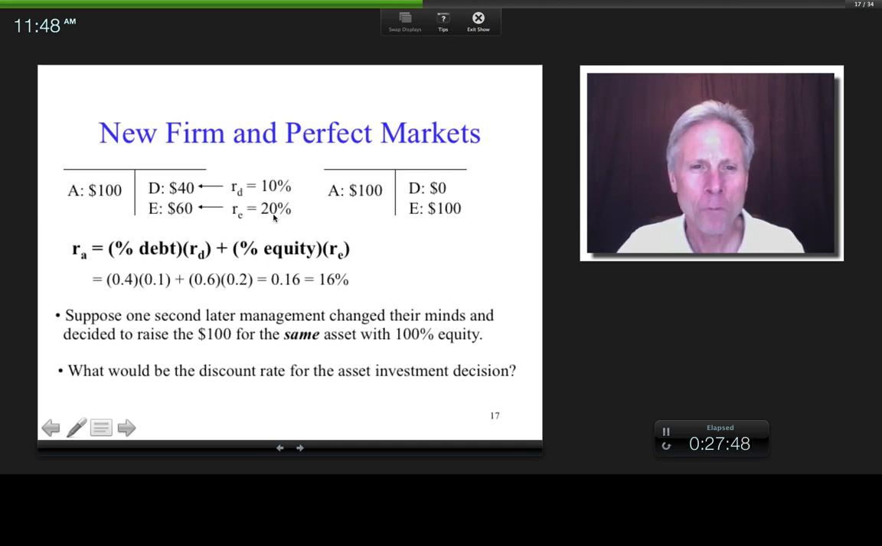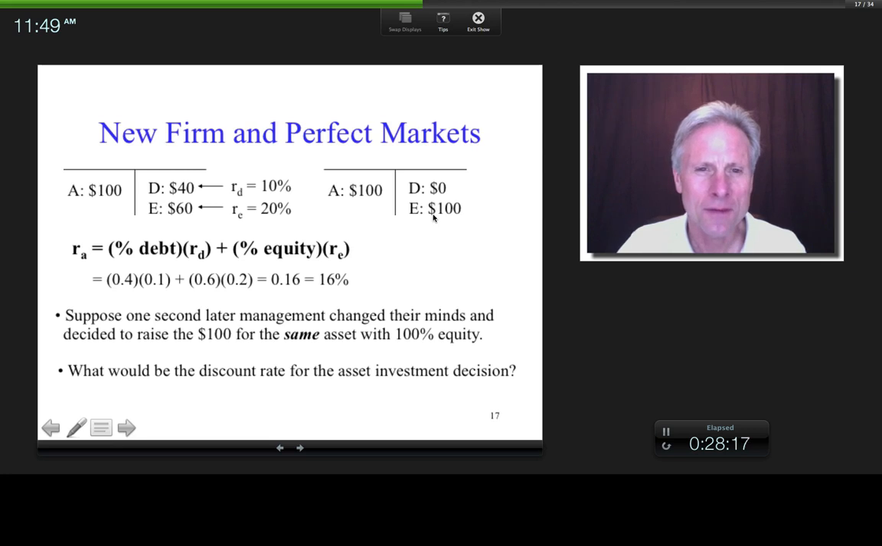Well, if 1 second before, the discount rate that reflected the riskiness inherent in this asset investment was 16%, and if we assume that 1 second later it was still 16%, then if the overall risk on this side, or discount rate reflected, is 16%, then the overall risk on this side must also be what?